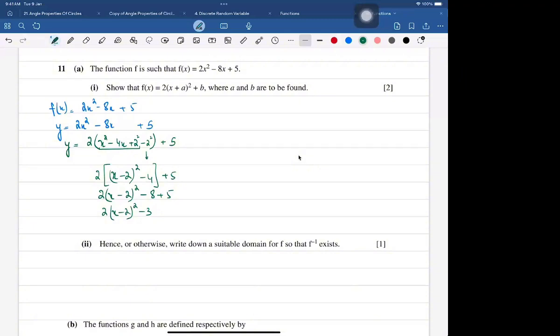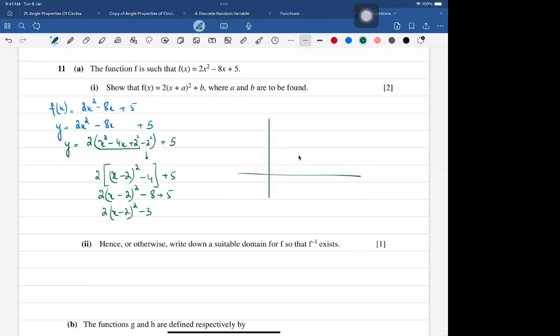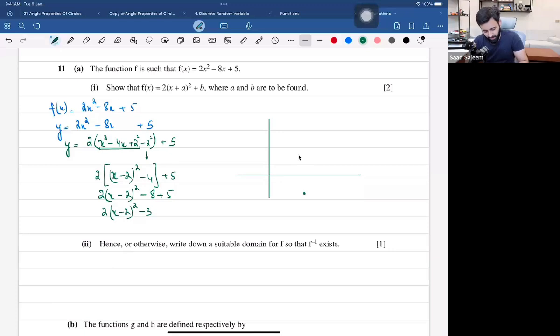Sir, x is greater than or equal to 2 or smaller than or equal to 2, because 2 is the x coordinate of the turning point. Good job. So this function is such that it's turning at 2 comma negative 3. Now we know that by default, it's a many to one function, which is fine. But if you want to make sure that the inverse exists, then you have to change the domain.